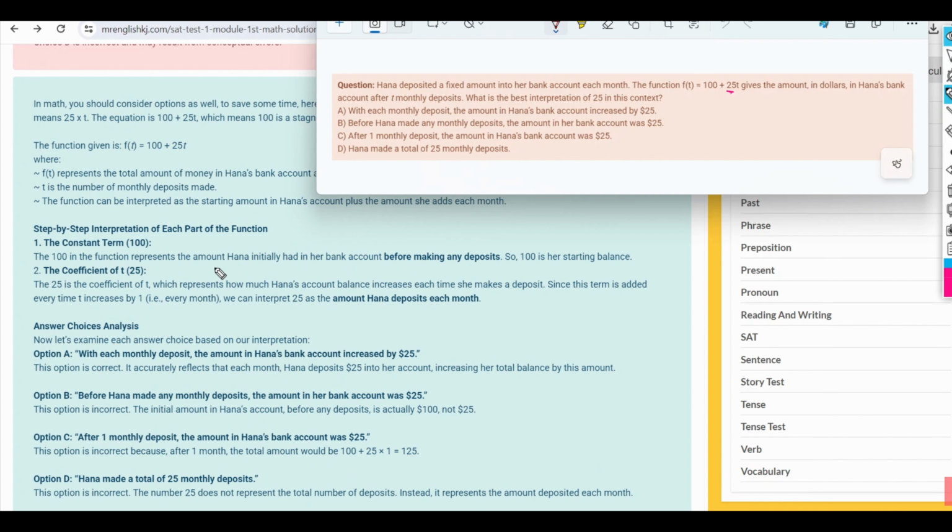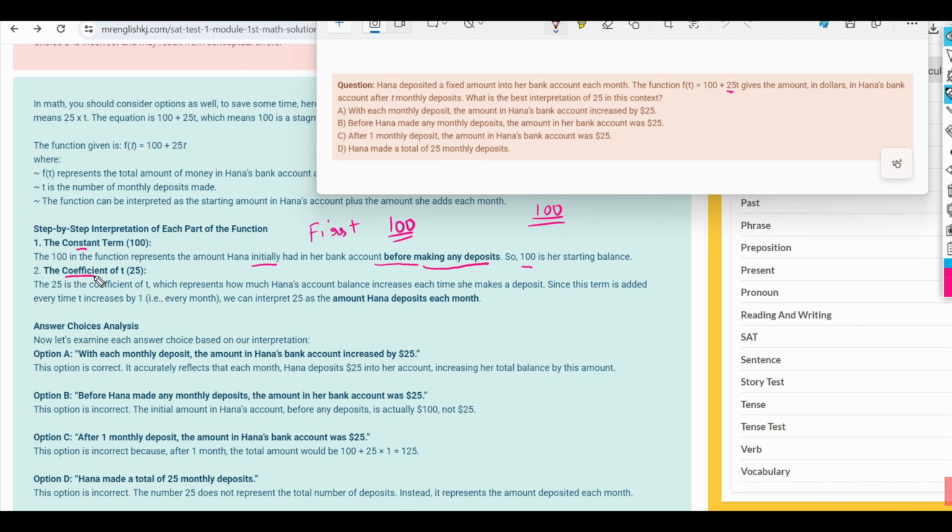Let's see below. Now what is a constant? As the name suggests, a constant is always constant. It will be the same always. So 100 will be the same value always. We can understand from this that 100, in this case, is before making any deposit, meaning the 100 is the initial amount, the first investment. When she opened a bank account, she deposited 100 rupees.